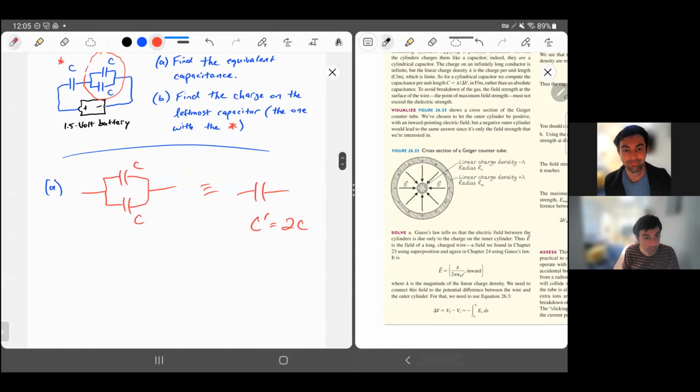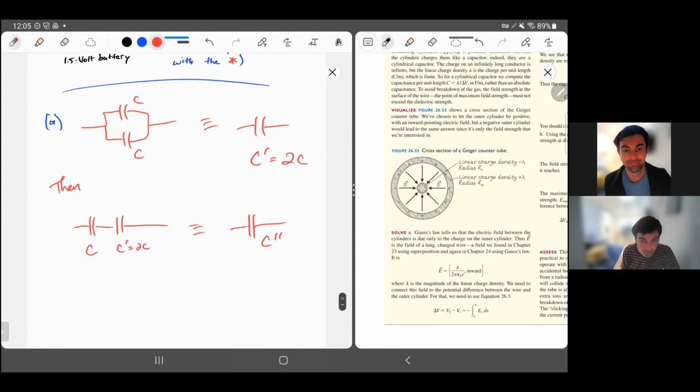So then, after we replace those two with C prime, the next step is that we have this starred capacitor, C, combined with C prime, which is equal to 2C. Those are connected in series, and this is the same as, we'll call it, C double prime.